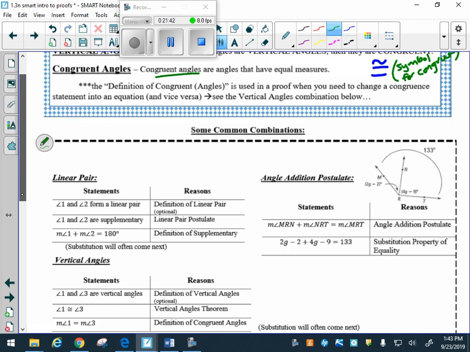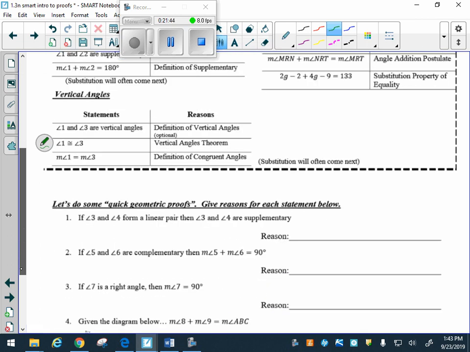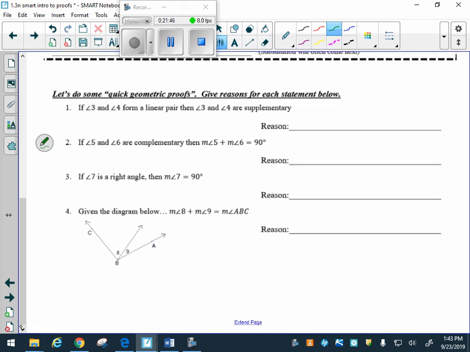Okay. I'm going to go back to these. I think after we do a few ourselves, we can go back to that. Let's try a few if-then statements, okay? Our job is to give the reason for each of these if-thens.